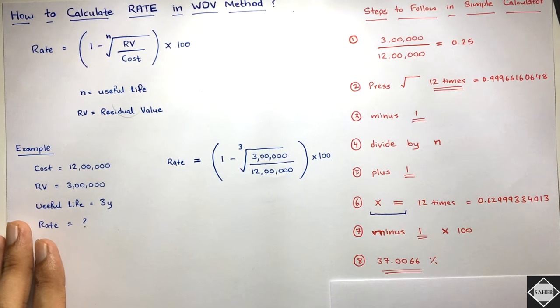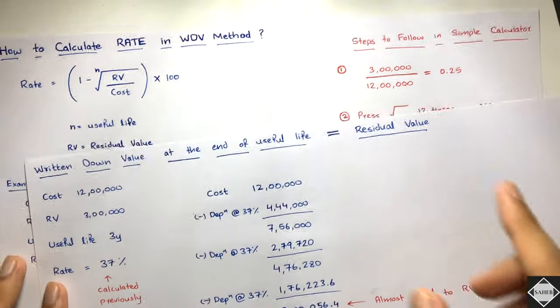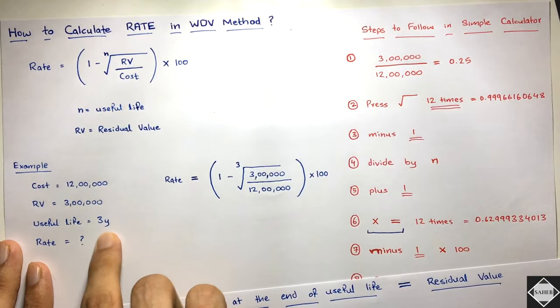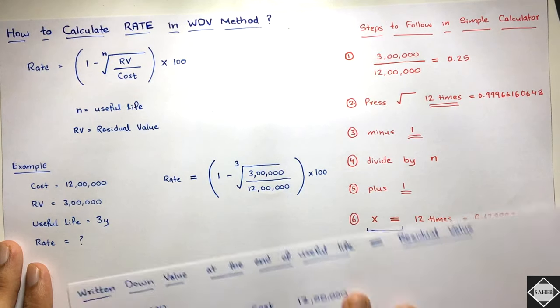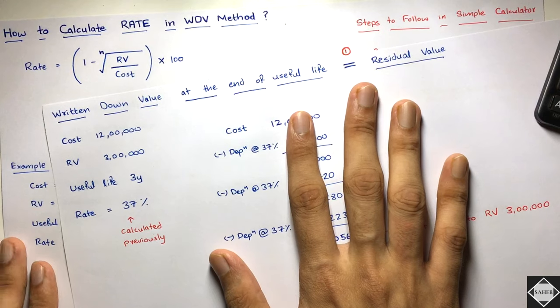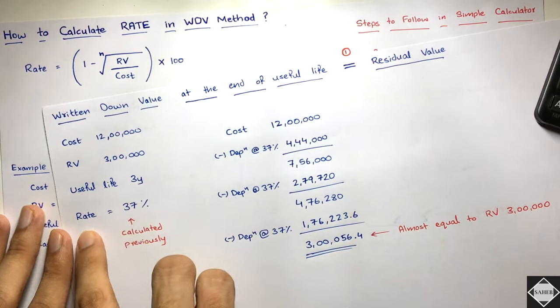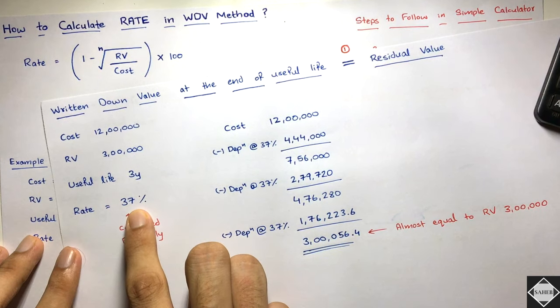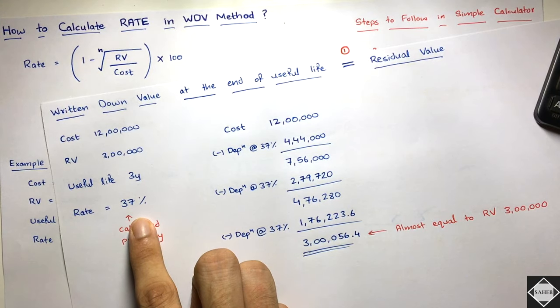Written down value at the end of useful life is equal to residual value. Whatever you get at the end of 3 years has to be equal to 3 lakh, the residual value. So let's just prove that over here. Cost is 12 lakhs, the same example, residual value is 3 lakh, useful life is 3 years, and we have just calculated the rate, that is 37%. So let's use this rate and calculate the depreciation.